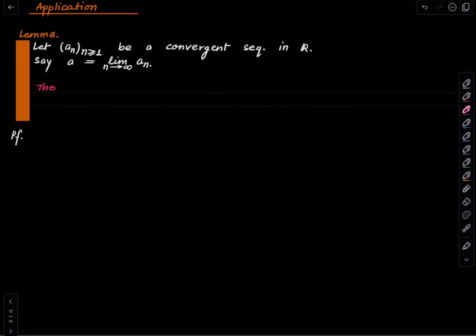Then every subsequence of a_n converges to A. Okay.